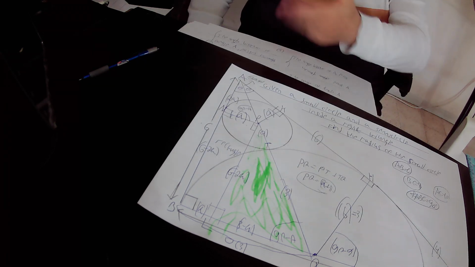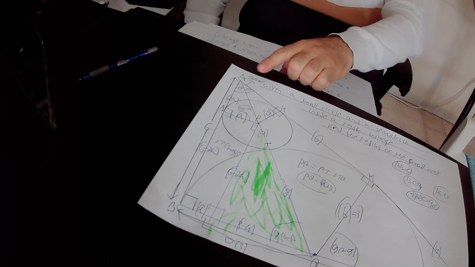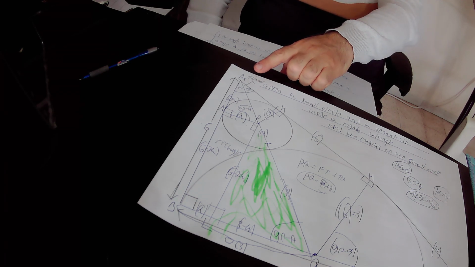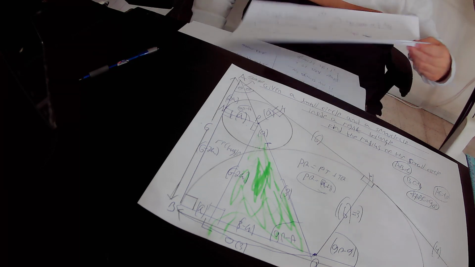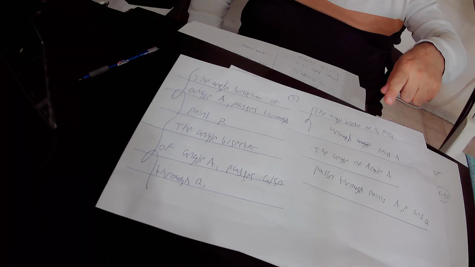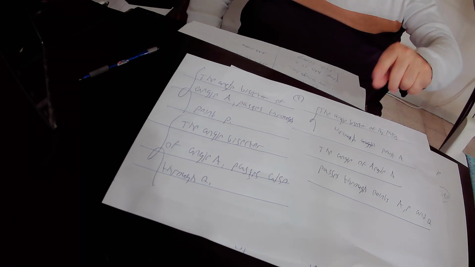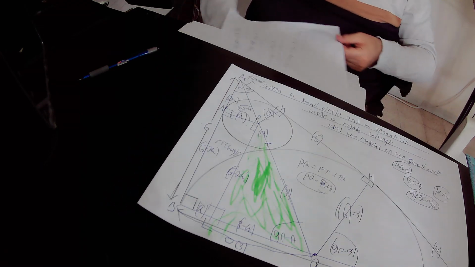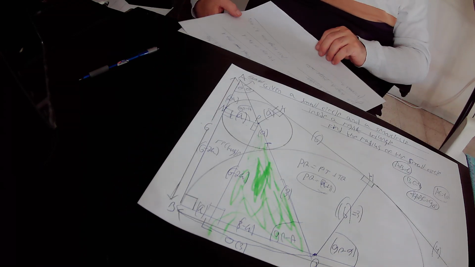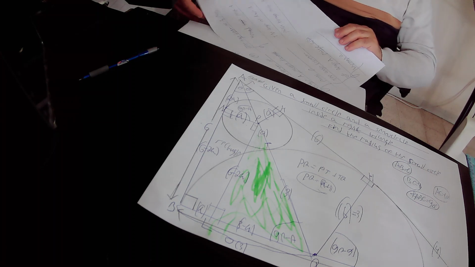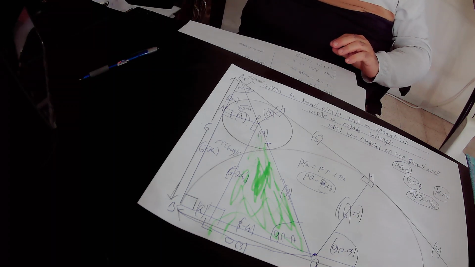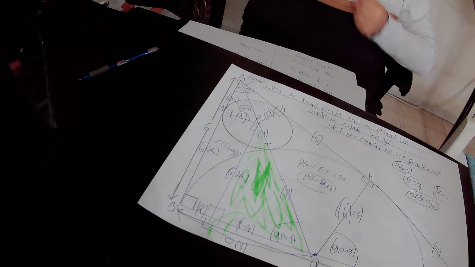But the angle bisector of angle A must also pass through point A, it's obvious. So in conclusion, we found out that the angle bisector of angle A must pass through points A, P, and Q. But we know that the angle bisector of any angle is a straight line.